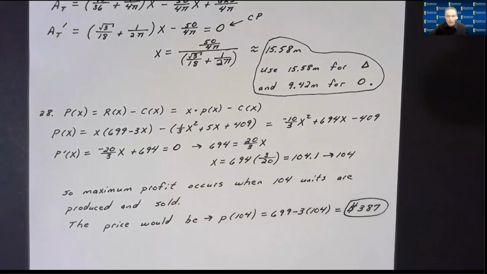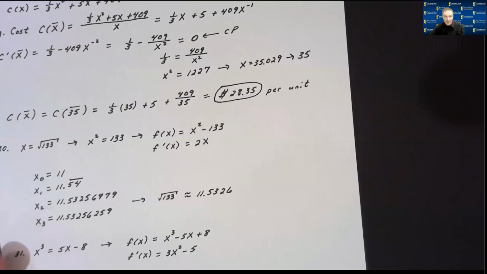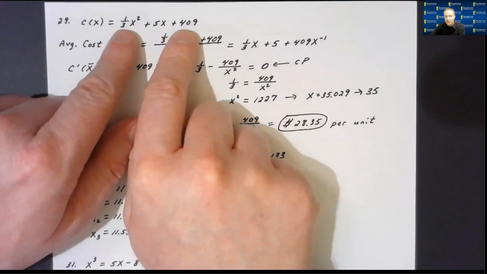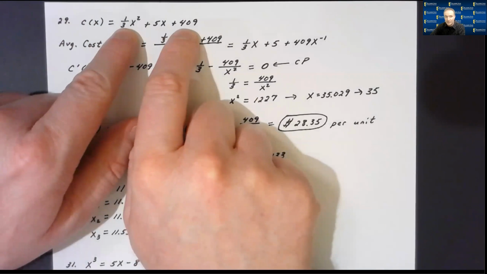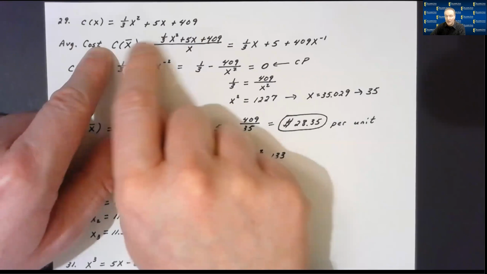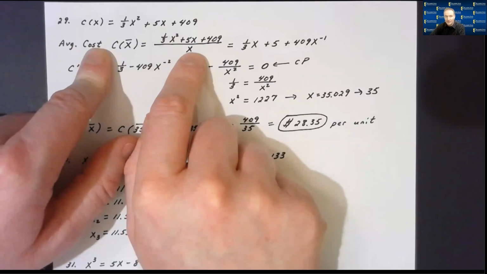Okay, now number 29 builds off of that problem. You can see it's just asking us to find the minimum average cost of the cost function given in that last problem. So the only thing I need from the last problem is that cost function mentioned in it right here. And then I can say, if that's the cost of X items, then the average cost per item would be my cost function divided by the number of items, which there are X items.